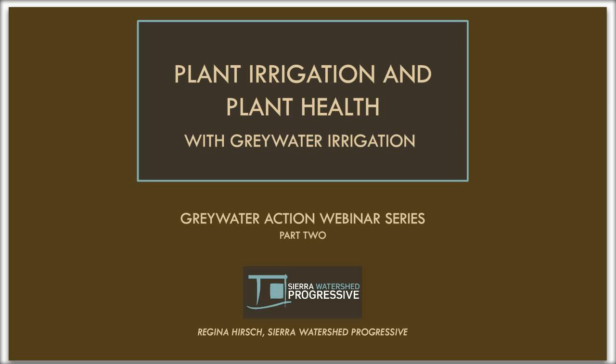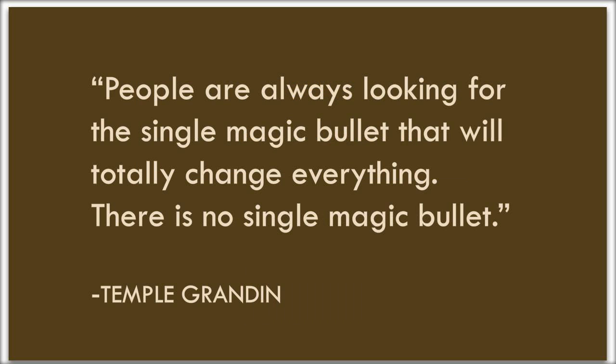And welcome, everybody. So today we're talking about plant irrigation and plant health, and really focused around graywater irrigation. One of the slides we always like to start off with is really talking about that there's no single magic bullet that's going to solve everything. And typically we talk about this in terms of your bigger toolkit, meaning your other water reuse toolkit, like rainwater and graywater or mechanical water and stormwater.